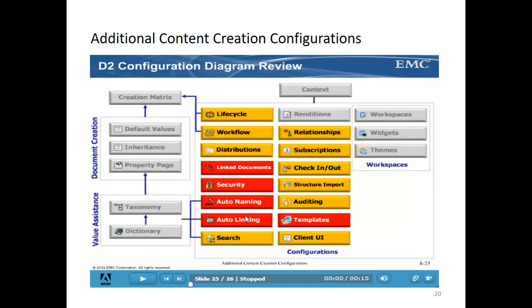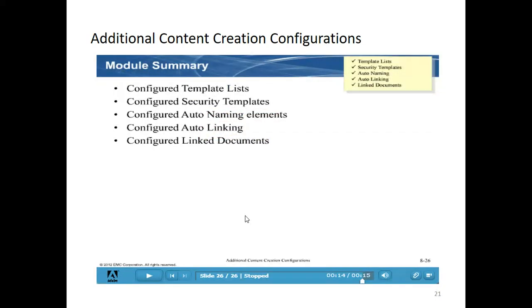That's all, friends. Today in this session we have seen auto naming and auto linking. These are mandatory concepts: in any D2 application, auto naming and auto linking are mandatory. Template list is like a user request, and security template is also mandatory. Linked documents as well; these are all the basic content creation configuration. Though it is named additional content creation, these are important content creation concepts.